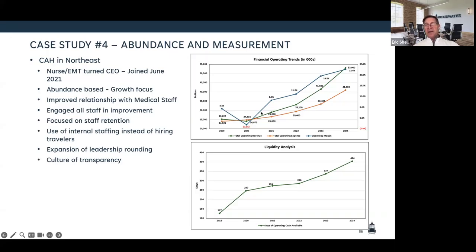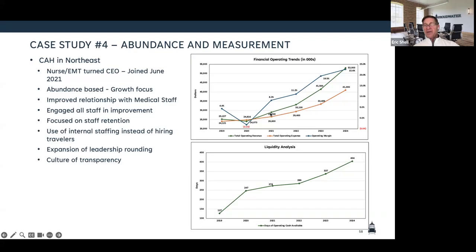A new CEO came in, right around June of 2021. So you can see he joined somewhere between here and here. And look what happened to operating margin. Super abundance guy, relationship with the medical staff jumped. All the staff were engaged now, culture of rounding.